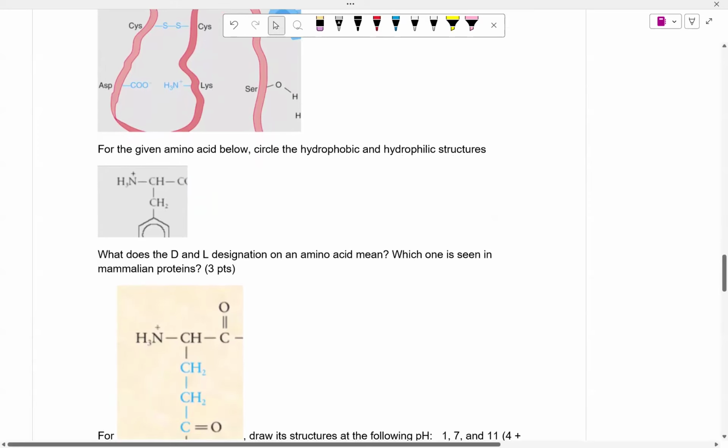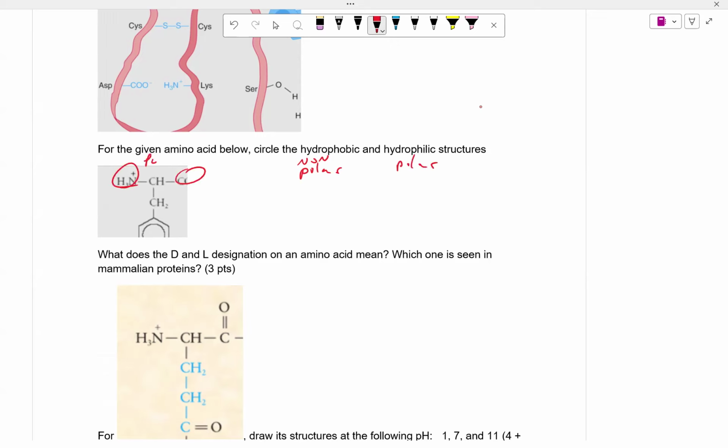Okay, in the given structure below, circle the hydrophobic and hydrophilic parts. Hydrophobic is non-polar. Hydrophilic is polar. Okay, so polar, polar, non-polar.